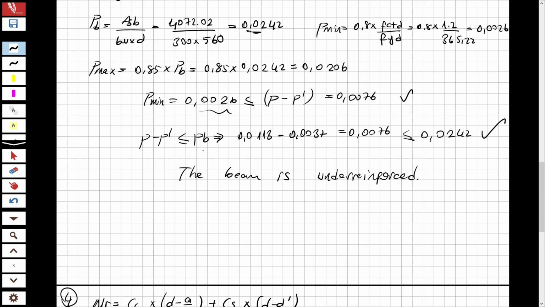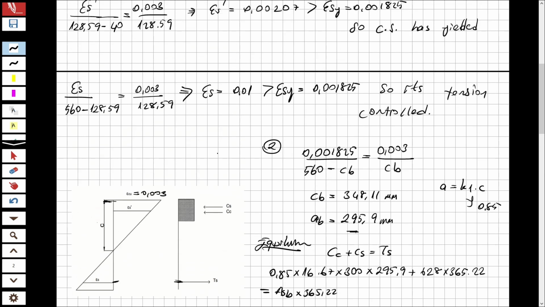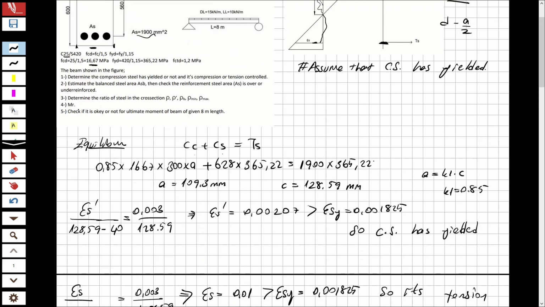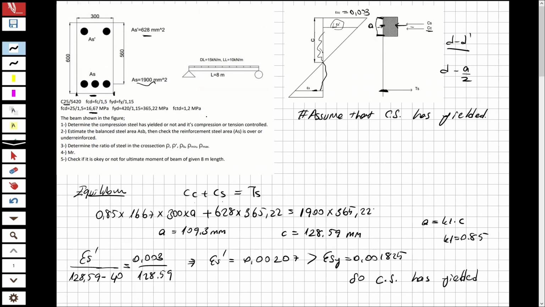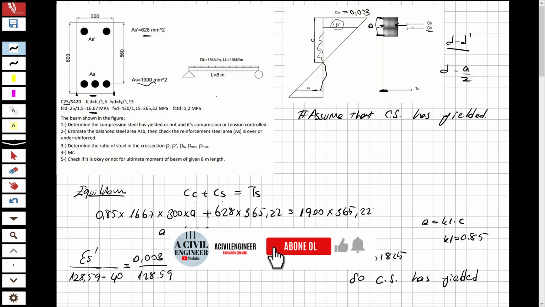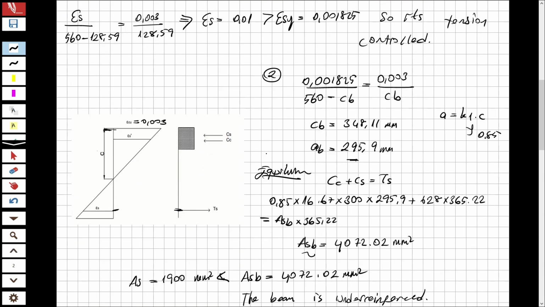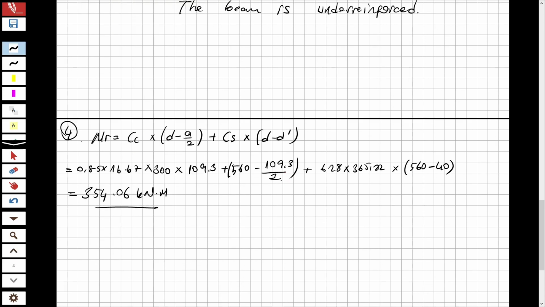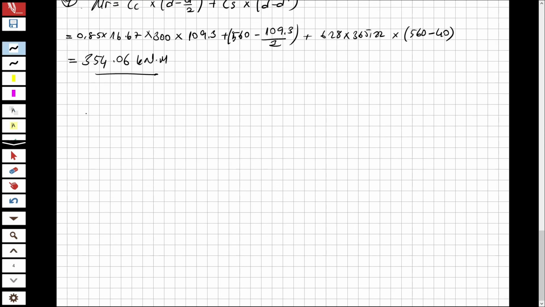Now the MR is also determined. So let's look at the fifth part. At the fifth part, check if it is okay or not for the ultimate moment of the beam of given 8 meter length. That means the moment can be created by these forces at the 8 meter span. Now you can see what can be carried by our cross section. We are going to make a comparison. Okay, so let's solve it here, fifth part.